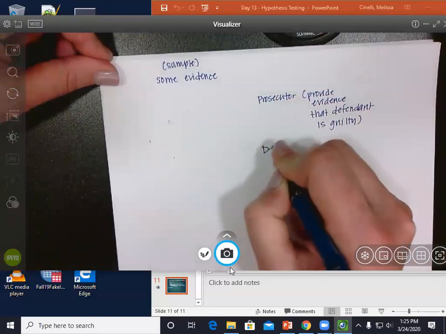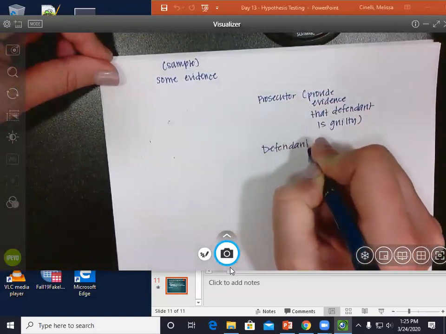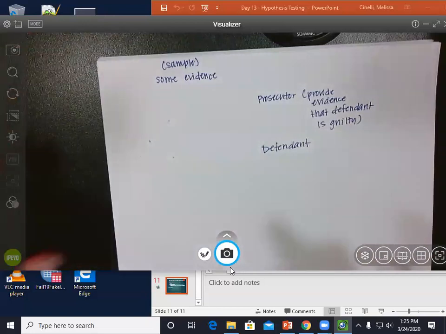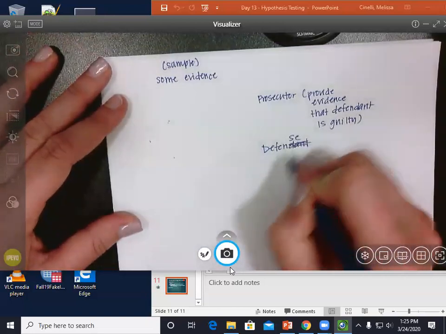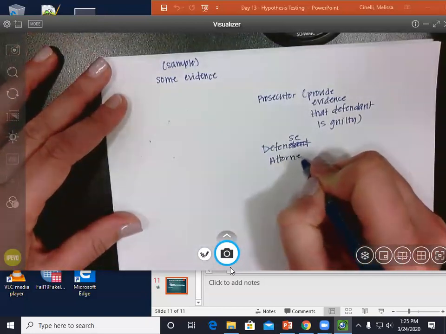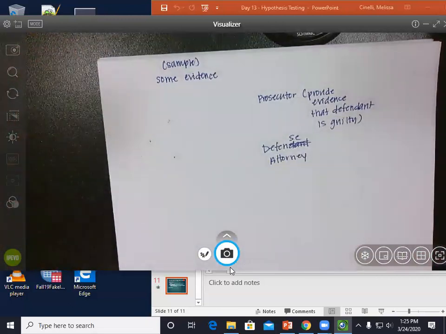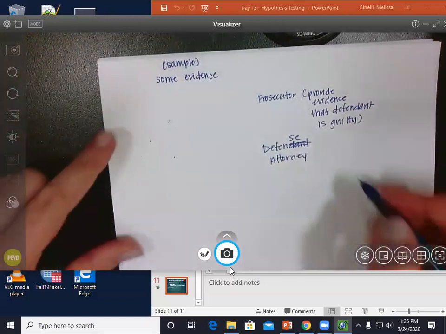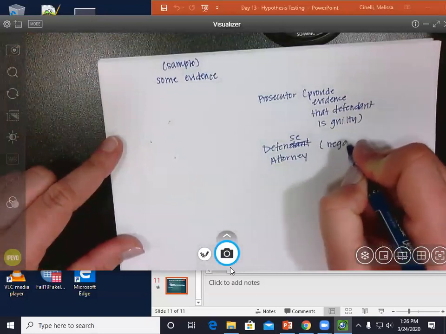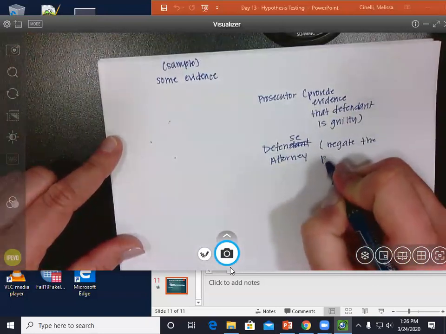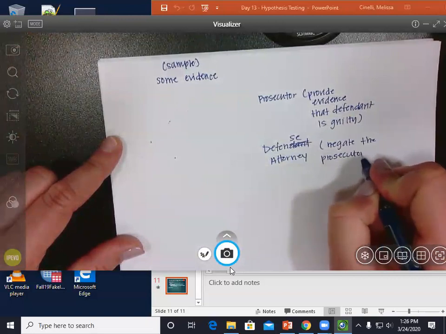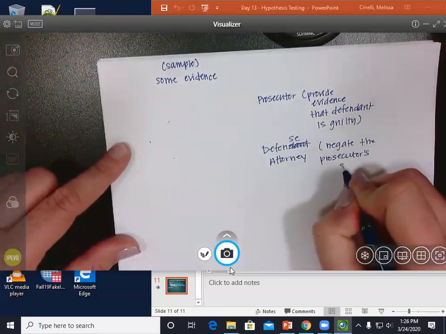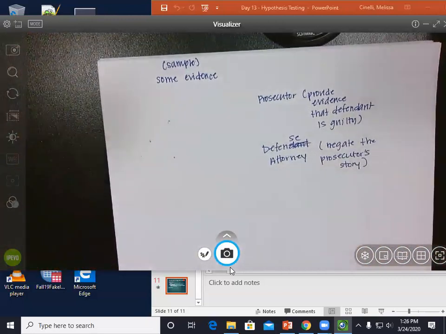And we have the defendant who, despite what always seems to happen on TV shows, I'm sorry, not the defendant, the defense attorney. The defense attorney's job is not to prove the innocence of his client. The defense attorney's job is to negate the prosecutor's evidence. So the defense attorney's job is just to poke holes in the prosecutor's story. In TV shows, they always come up with some smoking gun that proves the person wasn't there, but that's not how it works. In the real world, the defense attorney just negates the prosecutor's story.